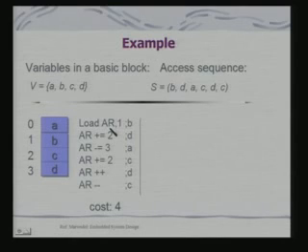So, I can load the content of B. Next I need to access D. So, I have to increase AR by 2, because then only I can go to D. After D, I want to access A. So, I have to decrement AR by 3. Again I have to increment AR by 2. So, all these operations are involved, and these all consume time.